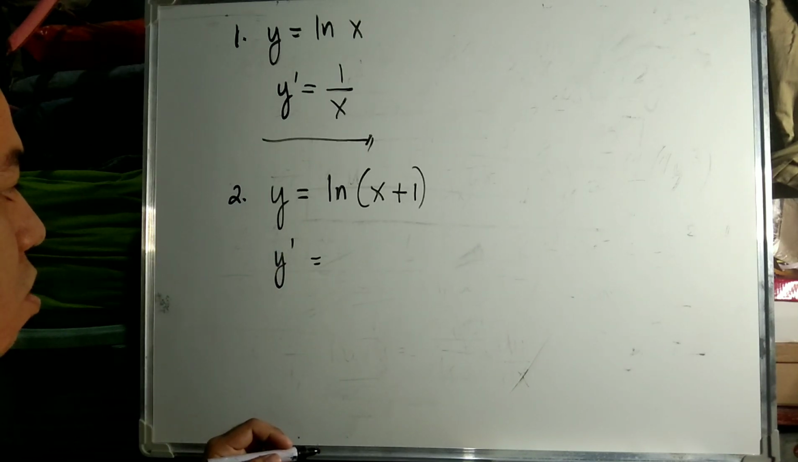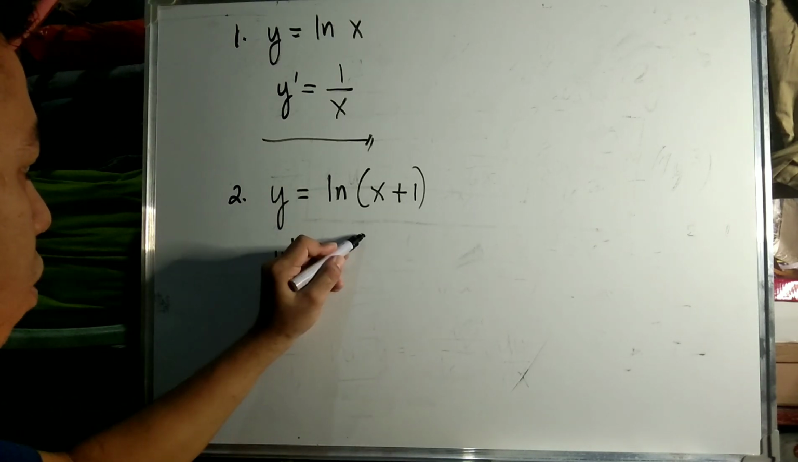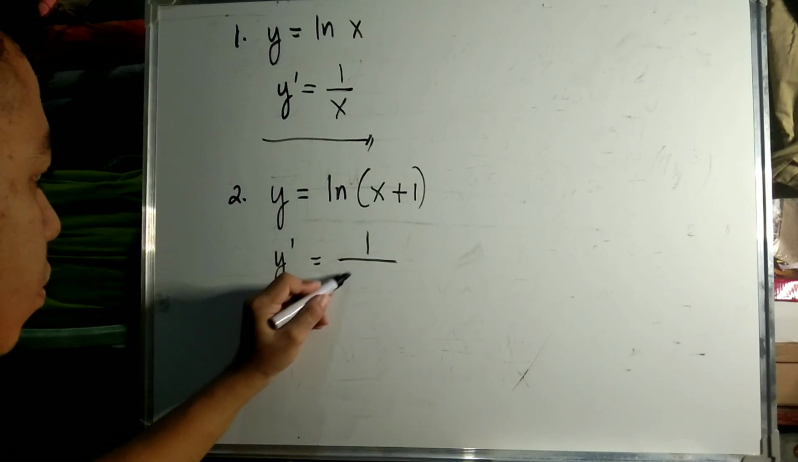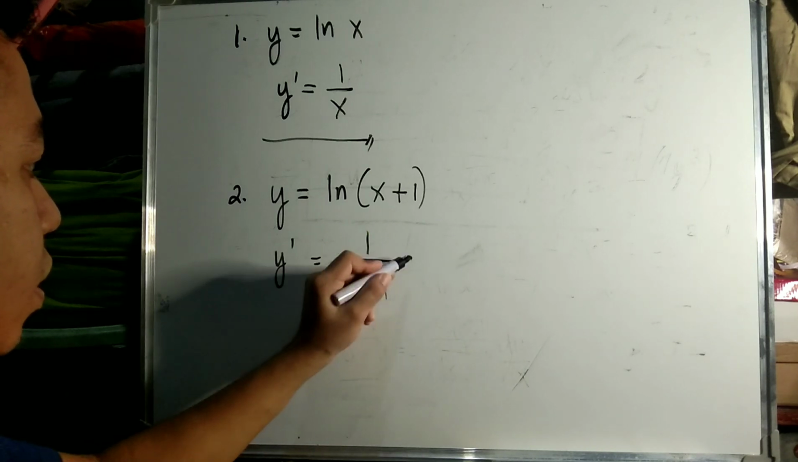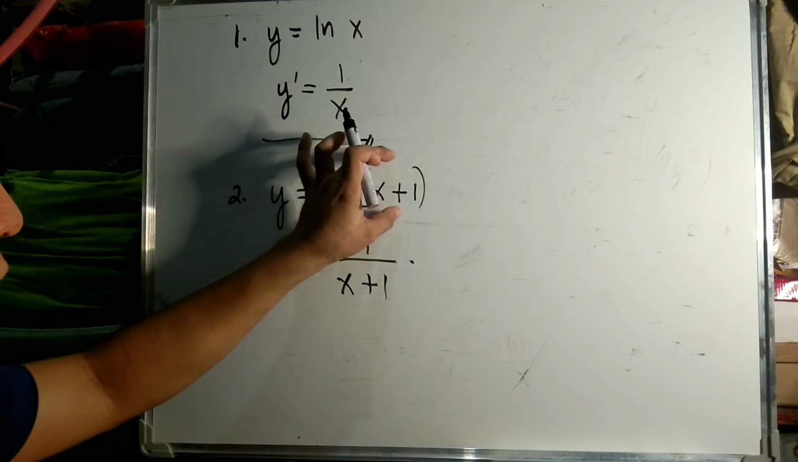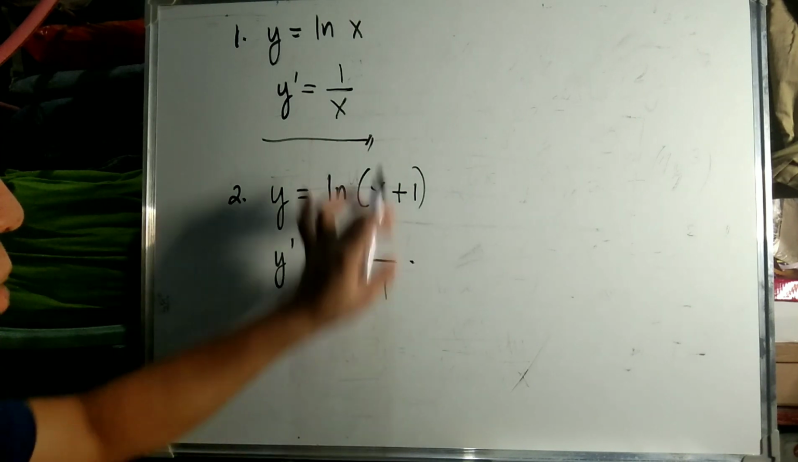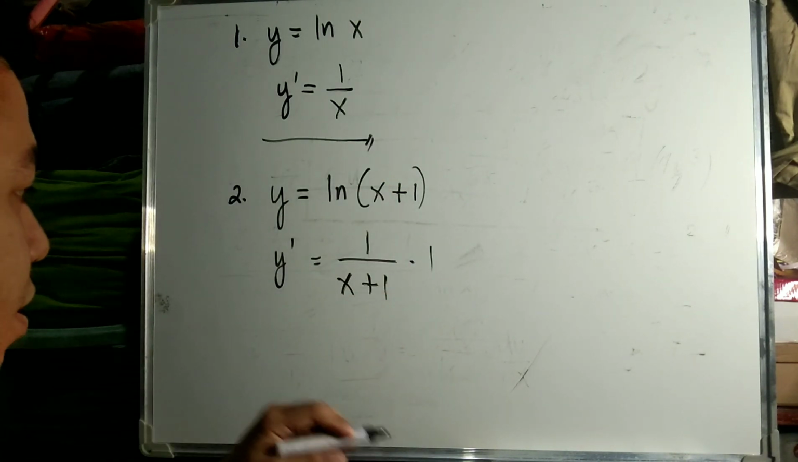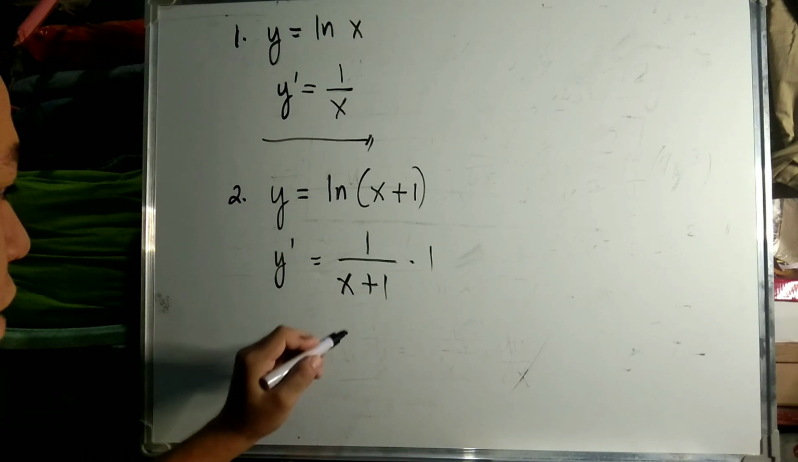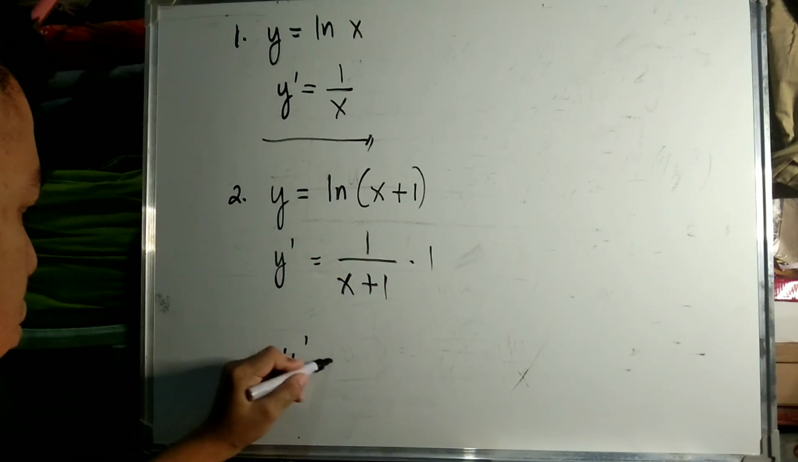Okay. So, 1 over u, ito yung u natin dito. So, 1 over u times du over dx, o derivative naman ito. Okay, derivative ng u. So, ano derivative nitong x plus 1? So, we have 1. So, 1 times x plus 1, 1 times 1 over x plus 1 is 1 over x plus 1.